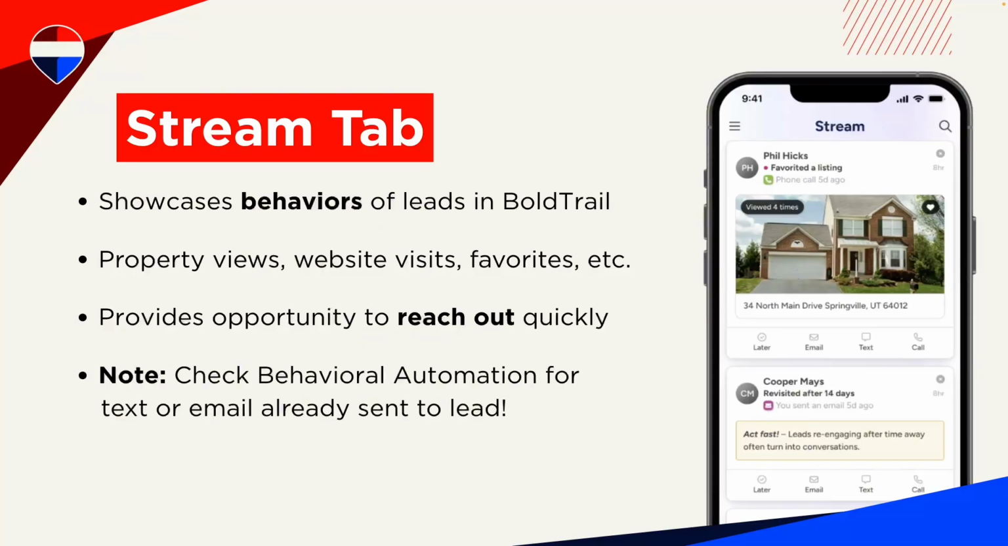Finally, and this is important, make sure you have behavioral automation turned off in BoldTrail. It's important to verify if any communication, such as text or email, has already been sent to the lead based on their behaviors. You want to make sure you aren't double messaging if the platform has already sent a message on your behalf. If you don't want it to send a message on your behalf, again, log into BoldTrail on the computer and make sure you have behavioral automation turned off.